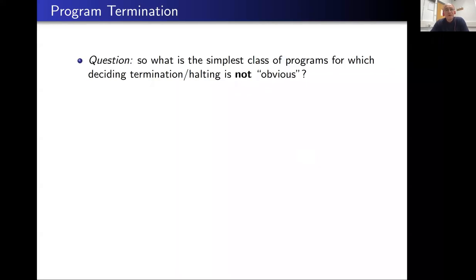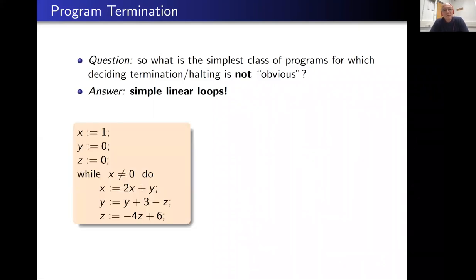Okay, so let's go and ask, what is the Skolem problem? The basic question is, what is the simplest class of programs for which deciding termination or halting is not obvious? And the answer is simple linear loops. So here is what you do when you're a student and take a first course in computer science, and you learn some loops.